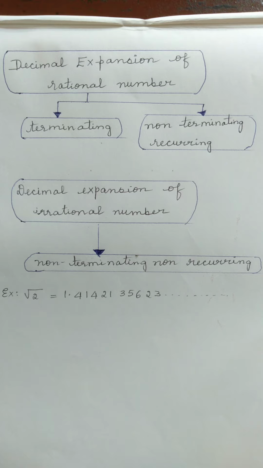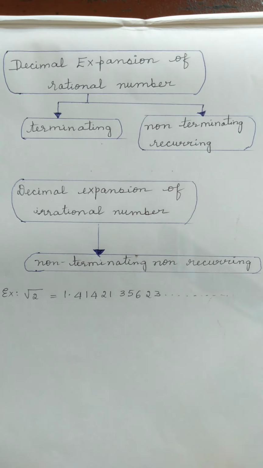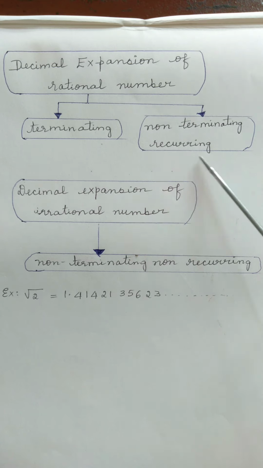The next topic is decimal expansion of a rational number. We know that a rational number can be expressed in the form of p by q. So, the decimal expansion will be of two types. In decimal expansion of a rational number, we can have either terminating decimal expansion, in which the remainder value will be equal to 0, and the other type is non-terminating recurring, in which the remainder value will not be equal to 0 and the numbers go on repeating, recurring. Therefore, the decimal expansion of a rational number can have two types. One is terminating, another one is non-terminating recurring.